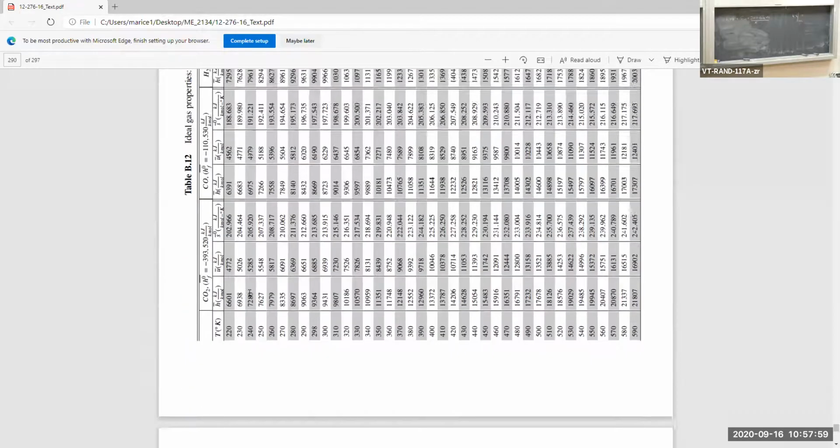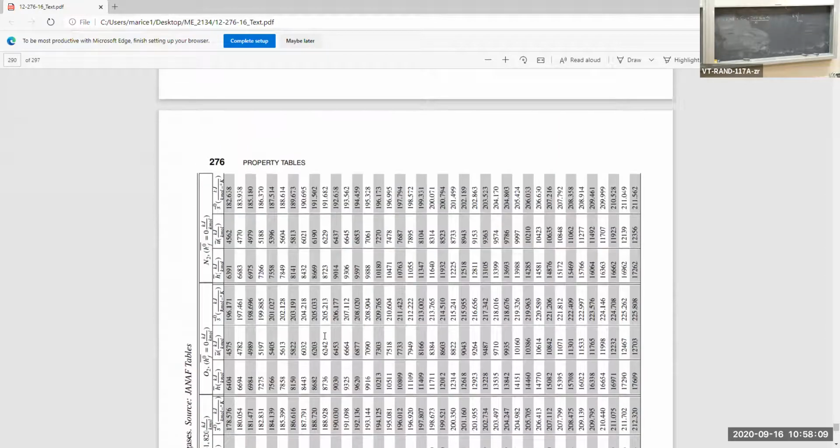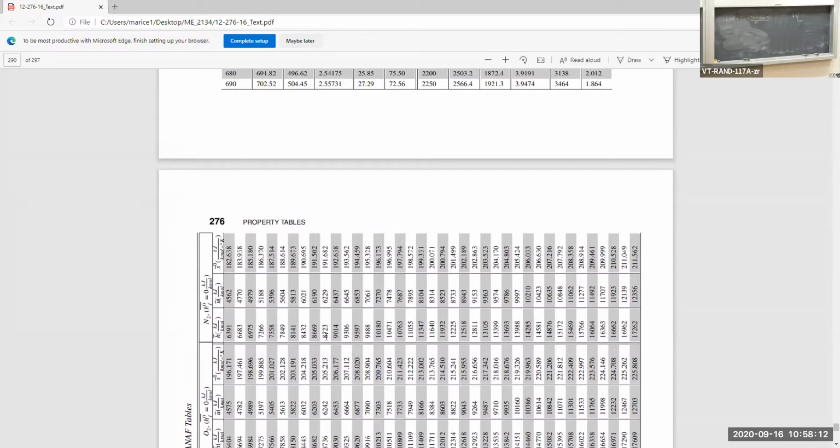So let's find a temperature of 27 degrees C. Besides, 27 degrees C is 300 degrees Kelvin. So at 300 degrees Kelvin, H bar is 8723 kilojoule per kilomole. By the way, 27 degrees C is 300 degrees Kelvin.